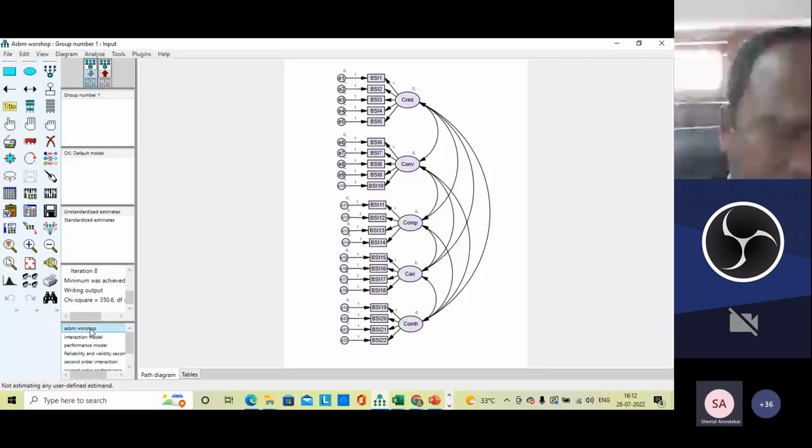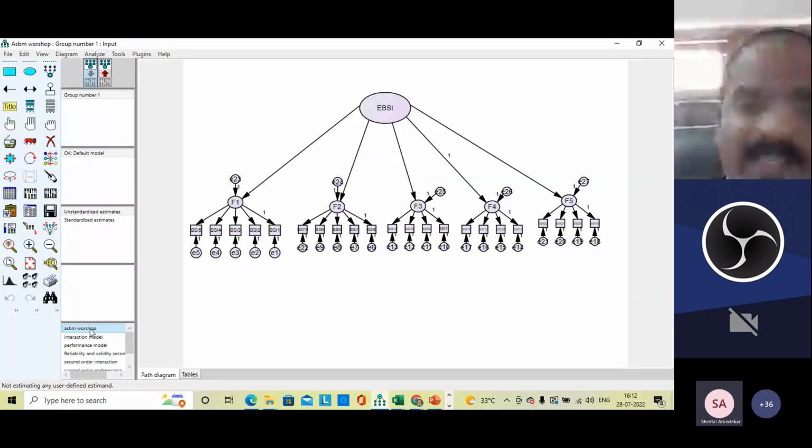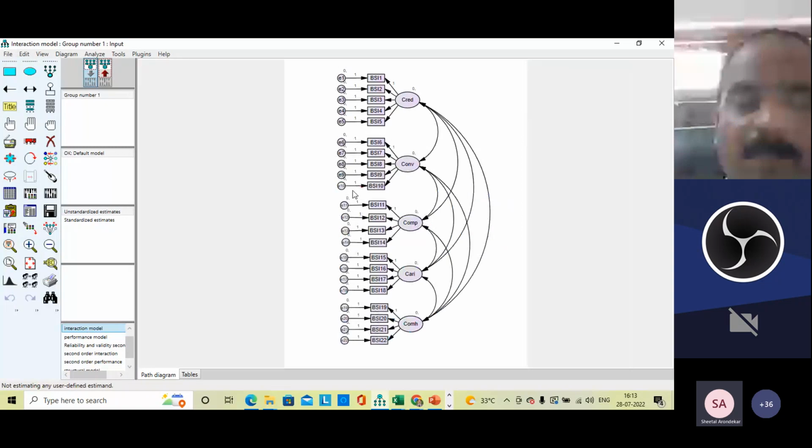The same thing. I have already made the second order factor analysis, but in order to do the reliability and validity test, I need to remain in the first order and I need to make the covariance. So I will go to the interaction model. This is at the first order level and all the latent variables are covaried. In order to test the reliability and validity, the latent variables need to be covaried.